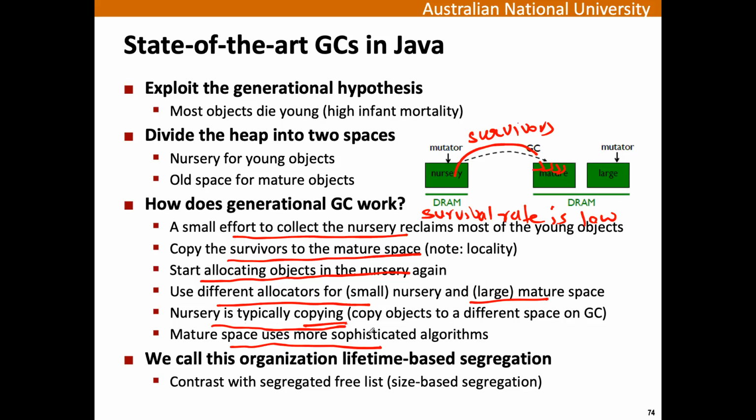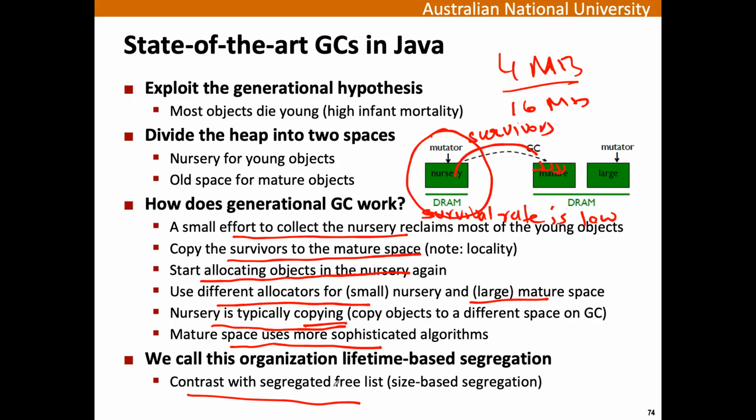Nursery is something we try to fit in our CPU caches. So we look at the size of a CPU cache, and we typically have a 4 megabyte or so, or 16 megabyte nursery. So what I want you to take away from this is that in the future, segregation is an important concept. Segregation by size, type: all the integers go here, all the floats go here. And you can segregate objects on the basis of their lifetime.